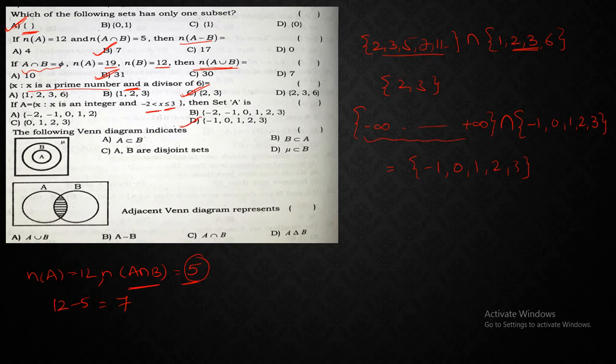Next, A subset of B. If you observe this, A is completely present inside B. So that means we can say A is a subset of B. Next, here this is the common part. Common part means the intersection part only, no? So you can simply say that it is A intersection B.